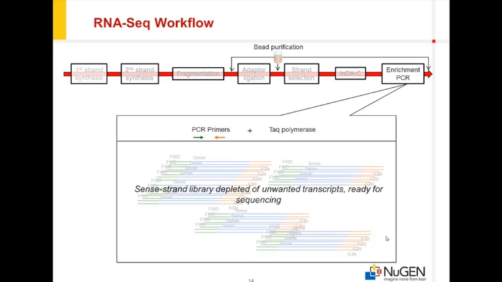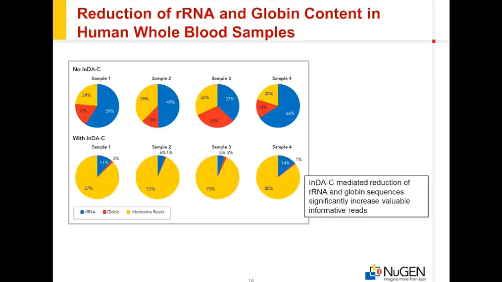So again, let me illustrate how this workflow can be applied first to a human blood sample and how we've used the InDA-C approach to minimize levels of ribosomal RNA as well as Globin transcripts. So shown here are results from 4 different normal human adults, and in this workflow we obtained blood using the PAXgene technology, which is a common approach for stabilizing and then purifying total RNA.